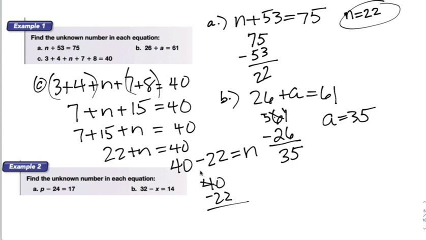I'd borrow from this. This becomes a 3. This becomes a 10. I get 8. I have 18. So n is equal to 18. All of this work was for this bit over here, but I hope it made sense. Let's look at example 2.